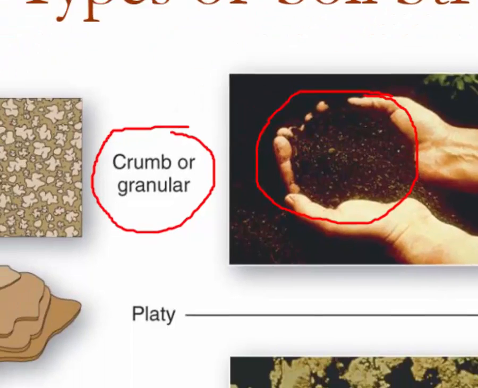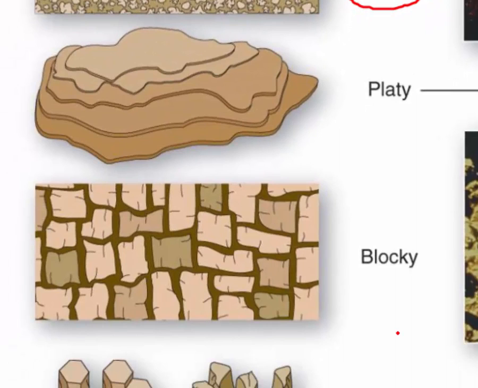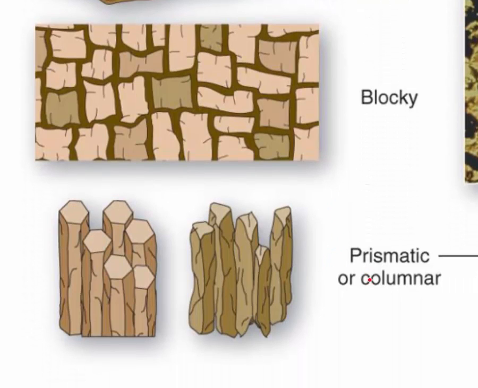agriculture. You get some of these others that have too much clay in them, and they tend to be platy, meaning plate-like, and break off in sheets, or blocky, break off in chunks, that all would be very hard to plow or to work. And then you can even get prismatic or columnar, which break off in columns.